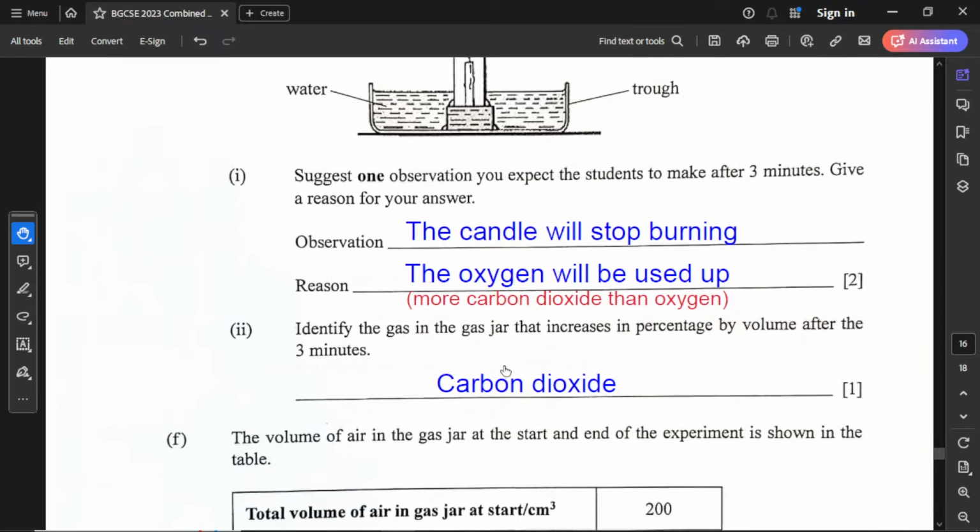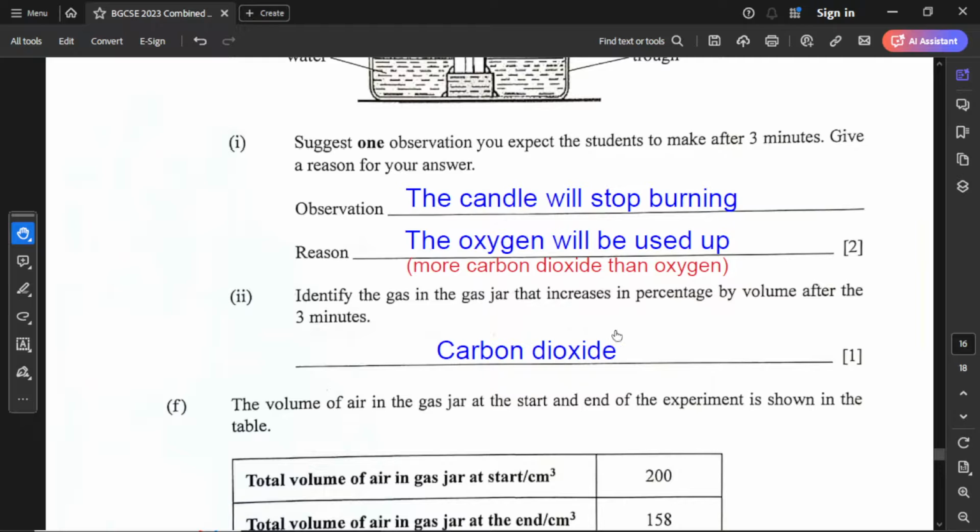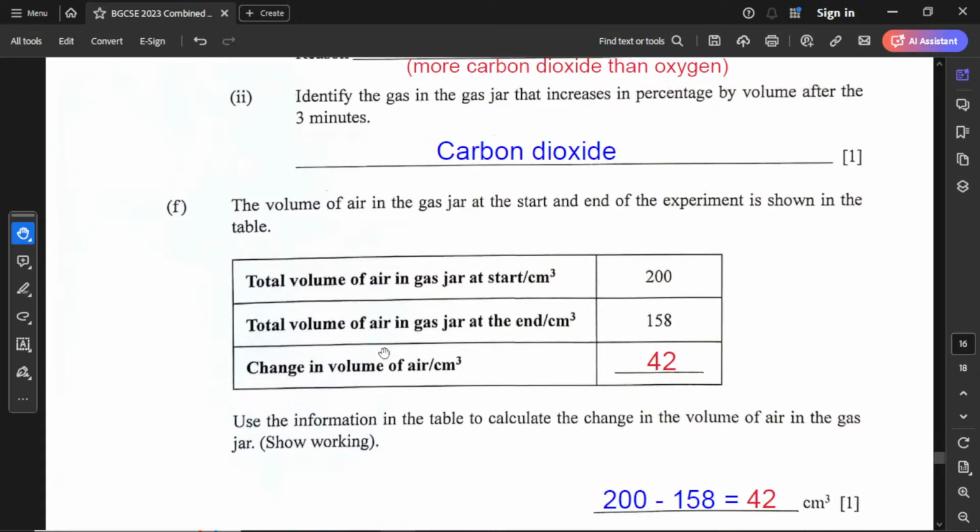All right. Part 2. Identify the gas in the gas jar that increases in percentage by volume after 3 minutes, and that is carbon dioxide. Because when you burn anything, combustion produces carbon dioxide. All right, so you have more carbon dioxide built up in the air after 3 minutes.